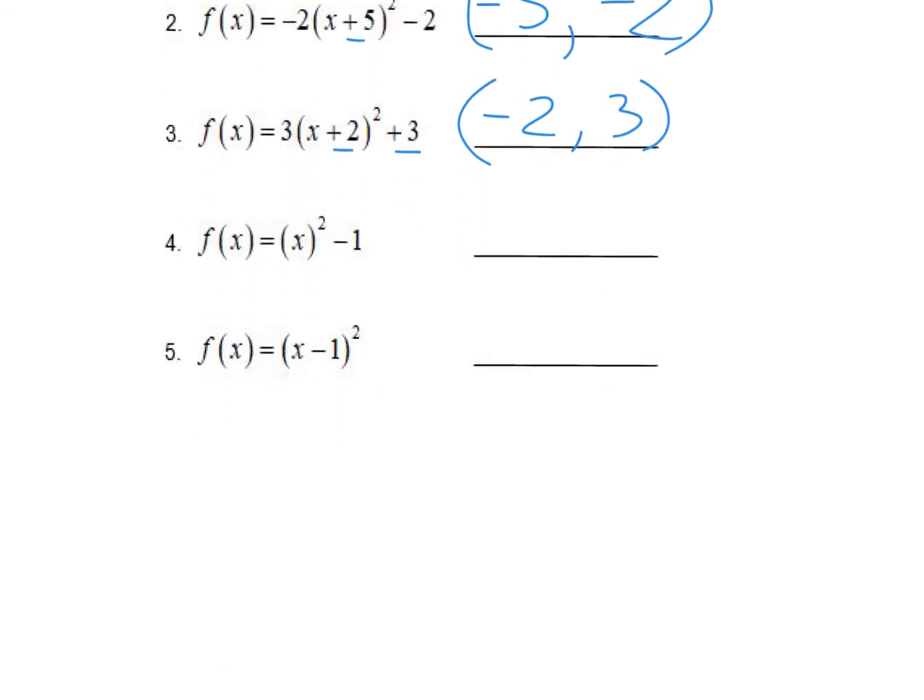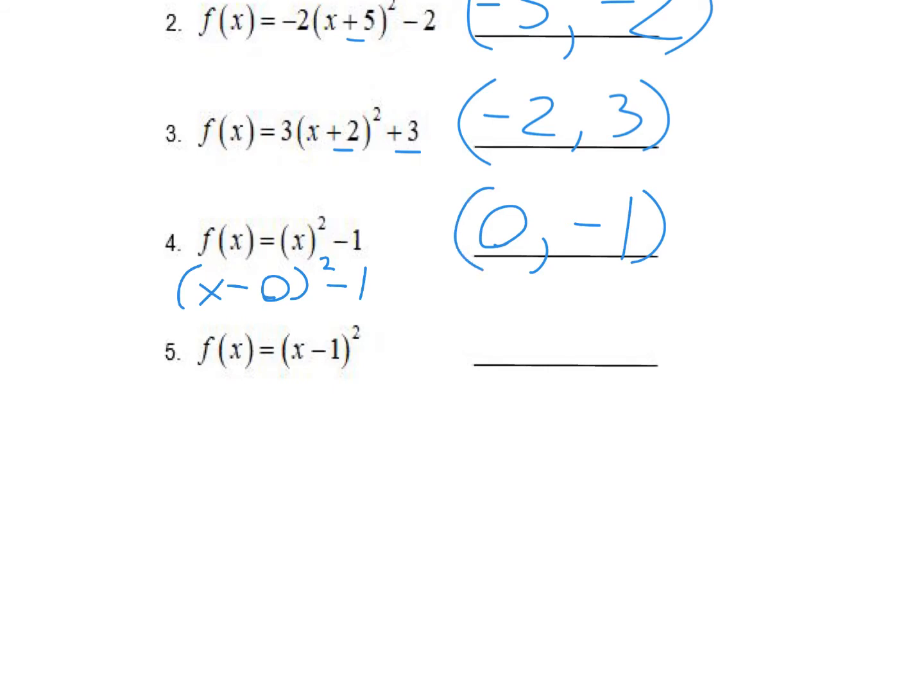4 and 5 look a little weird. In 4, we don't really have an h value, except we do. In mathematics, adding or subtracting 0 is oftentimes not represented because it has no effect on the actual equation itself. But we can think about number 4 as x minus 0 squared minus 1, indicating that 0 is our h value, and negative 1 is our k value.